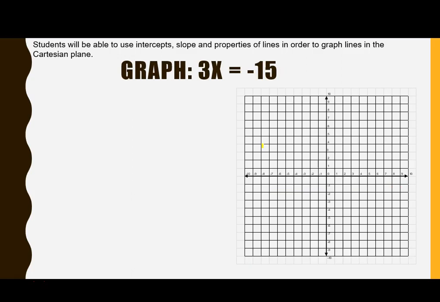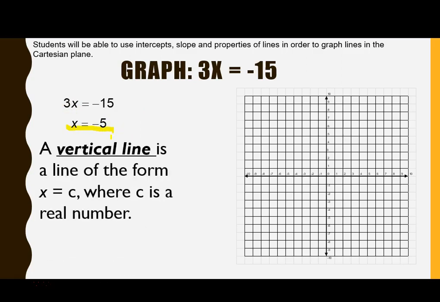Then it says graph 3x equals -15. Well, when I look at it, it could be either vertical, horizontal, or oblique. So I'm going to solve this for x. When I solve for x, I find out that x equals -5. That's my line. Since it's x equals -5, is it horizontal or vertical? Nice! It's vertical. So we're going to go to where x is -5 and draw our line.